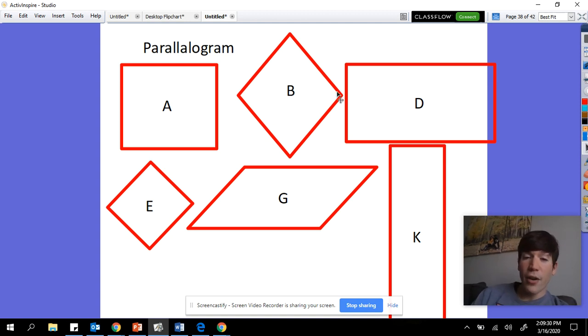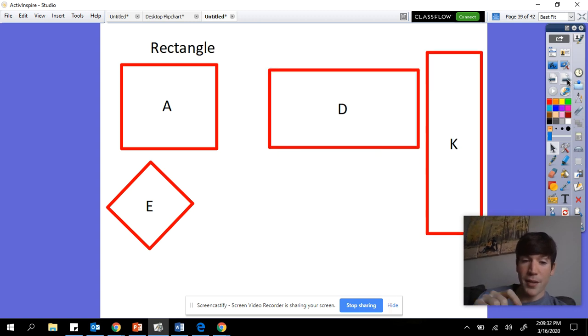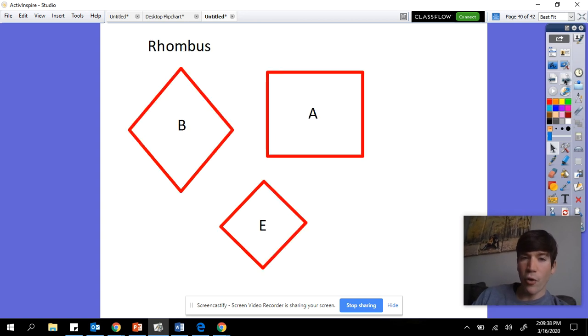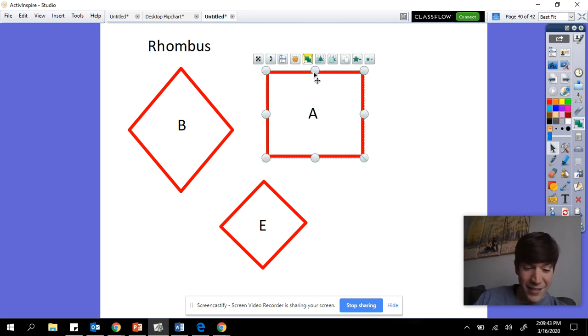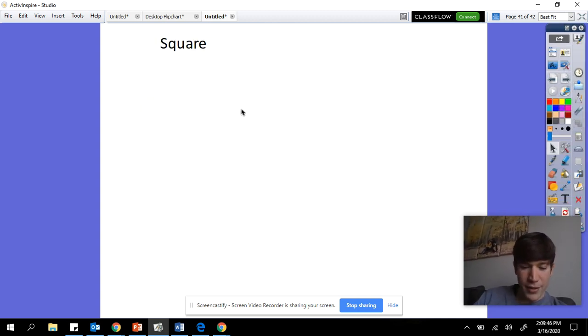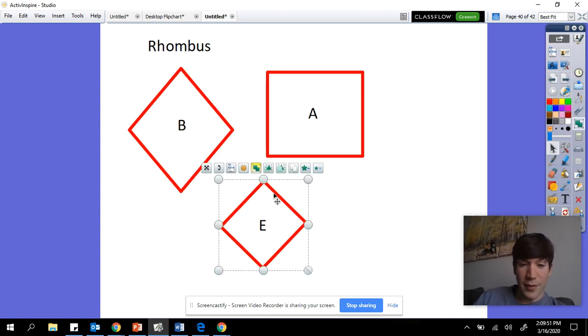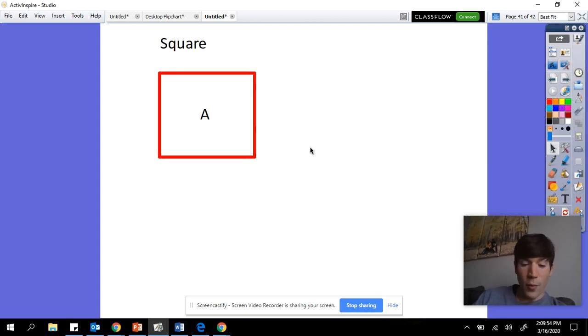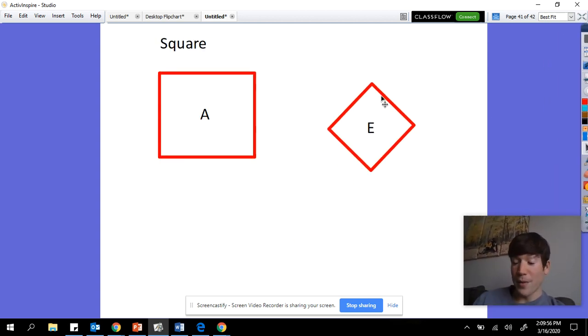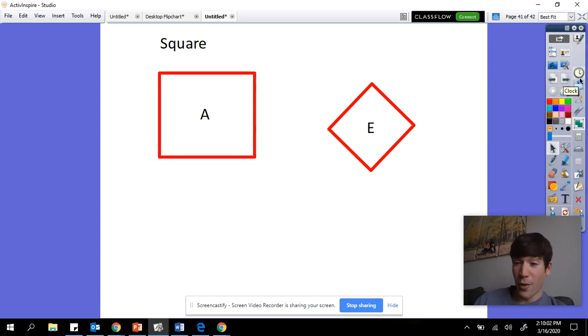Now, you'll notice a couple of these shapes, shapes A and E, fit both into the category of rectangle and rhombus. That's because A and E also fit into one more category, which is a square. A and E are squares, and squares fit into all those categories. Squares are rectangles, squares are rhombuses, so they fit into both of those things. Squares are polygons, squares are quadrilaterals. So we could call them any of those different names.